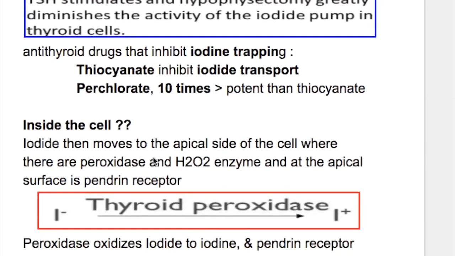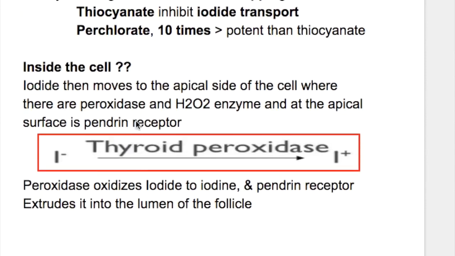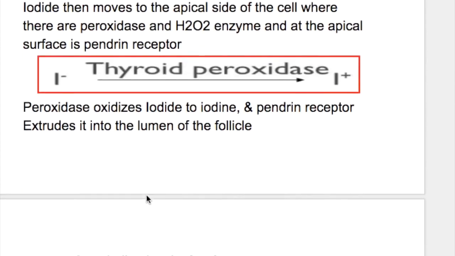What happens next inside the cell? When iodine enters the follicular cells, it moves towards the apical surface of the cell, where there are peroxidase and hydrogen peroxide enzymes, and pendrin receptors. So iodide is oxidized to iodine by thyroid peroxidase, and then pendrin receptors at the apical surface extrude iodine into the lumen of the follicle to combine with the tyrosine molecule.